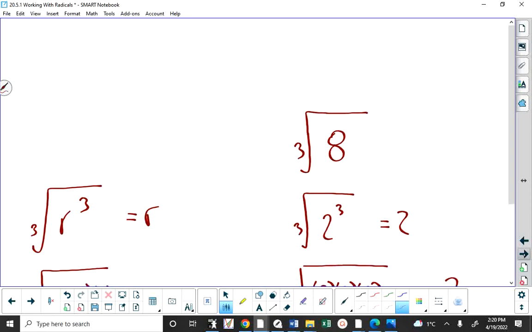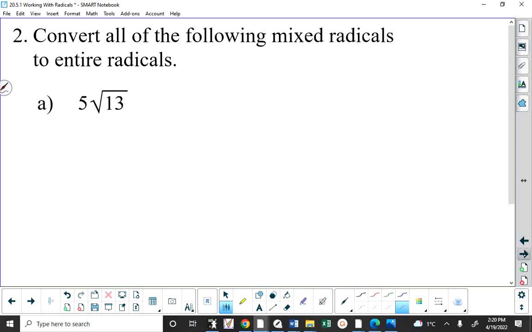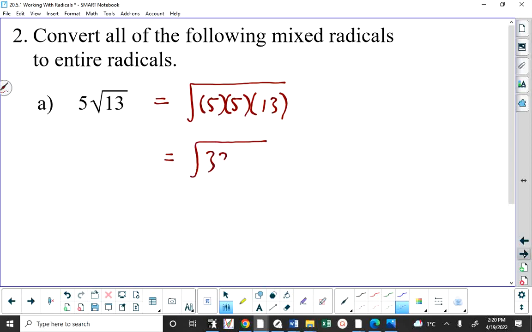If you're asked to simplify 5 root 13 by writing it as an entire radical, then we're simply going to say that that 5 outside must have been 5 times 5 inside. And I just want to stop there. 5 times 5 is 25. Square root of 25 is 5. That's why there's a 5 outside. And then times 13. So we have to multiply those. 325. Thank you, Lucas. So root 325.